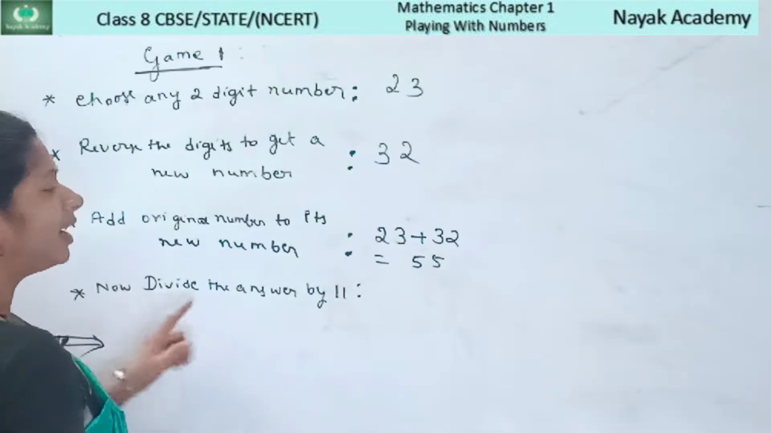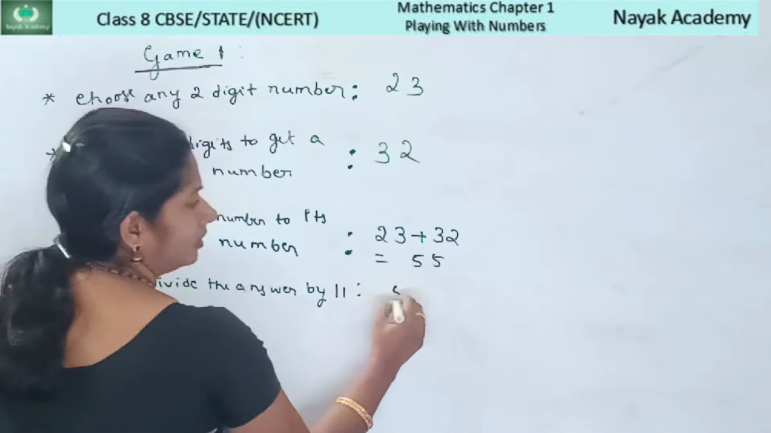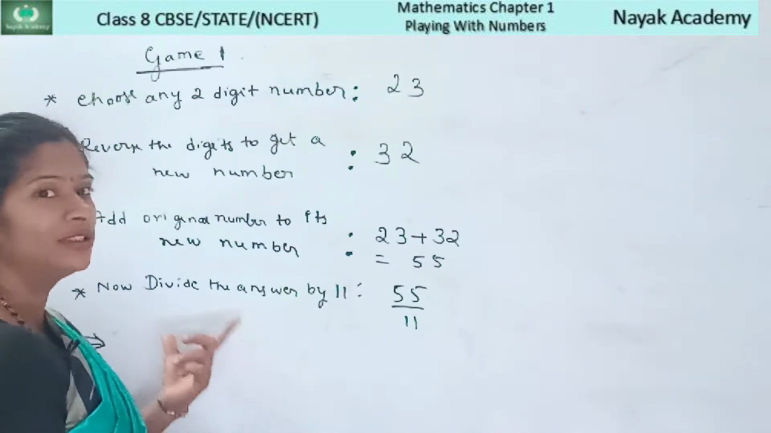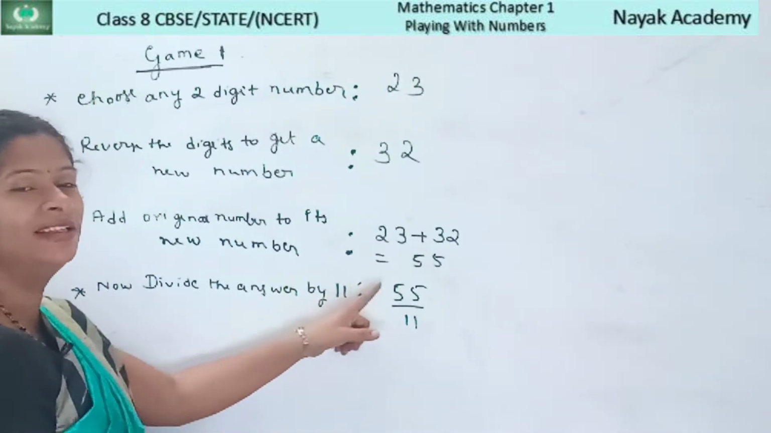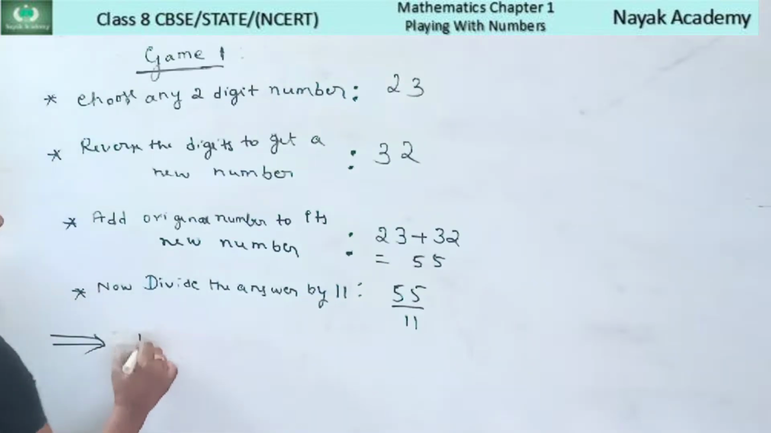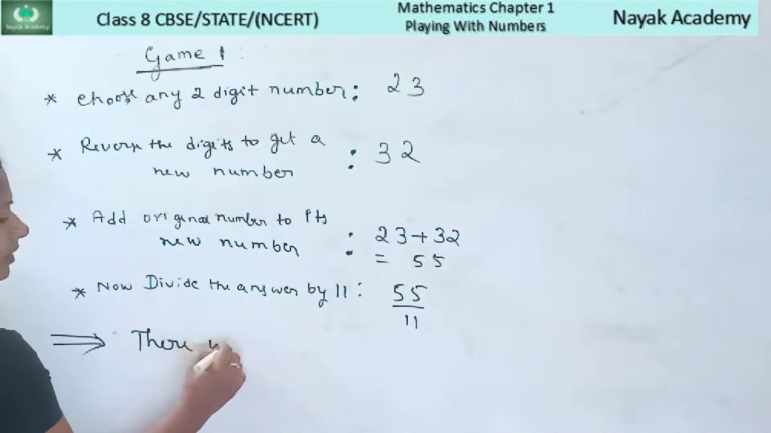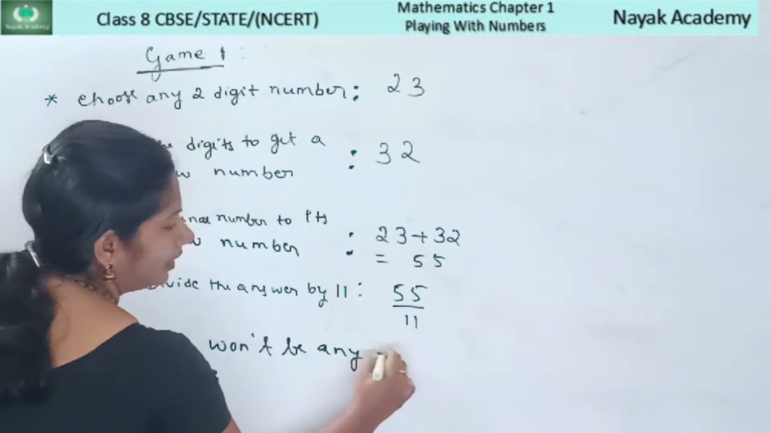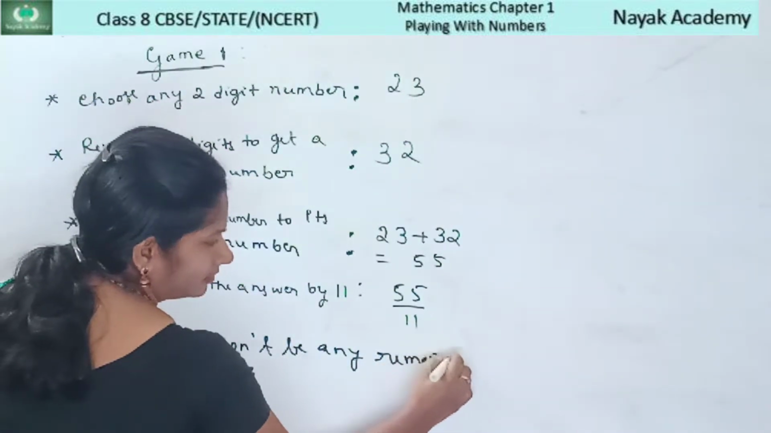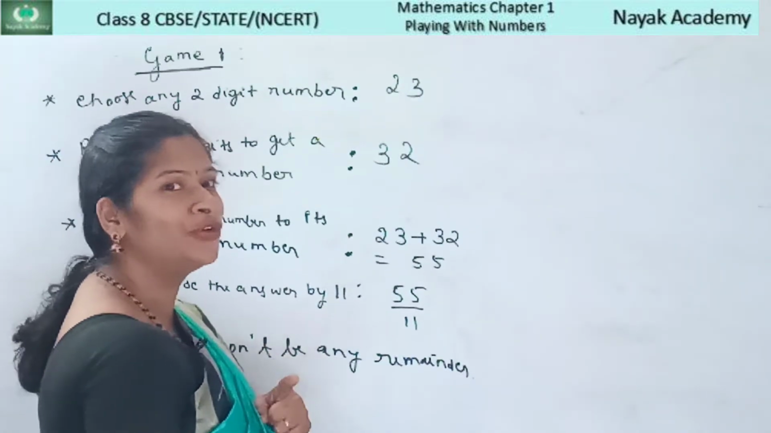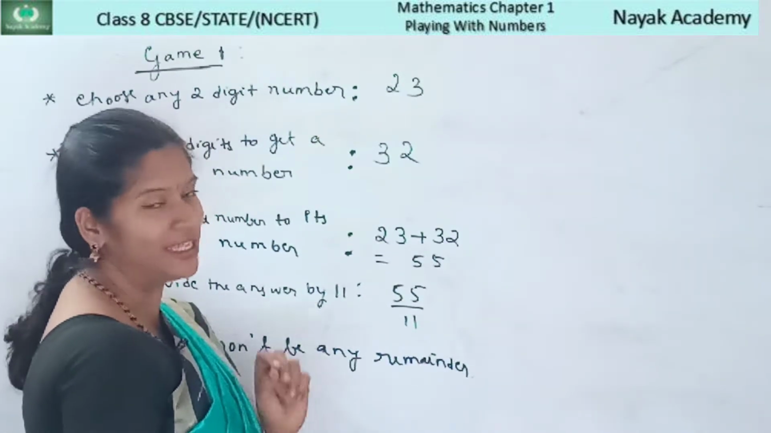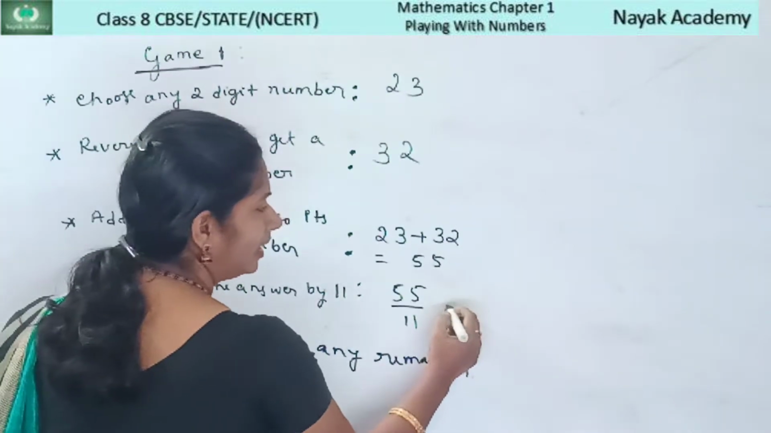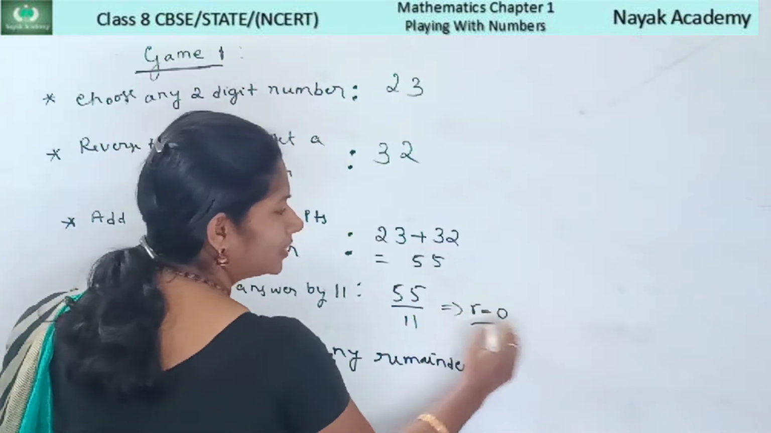Now divide the answer by 11. Now I can tell you the remainder after dividing the answer by 11. There won't be any remainder. Was it true for your answer what you chose also? Yes, it was, isn't it? See, 55 by 11, I'll get remainder equal to 0.